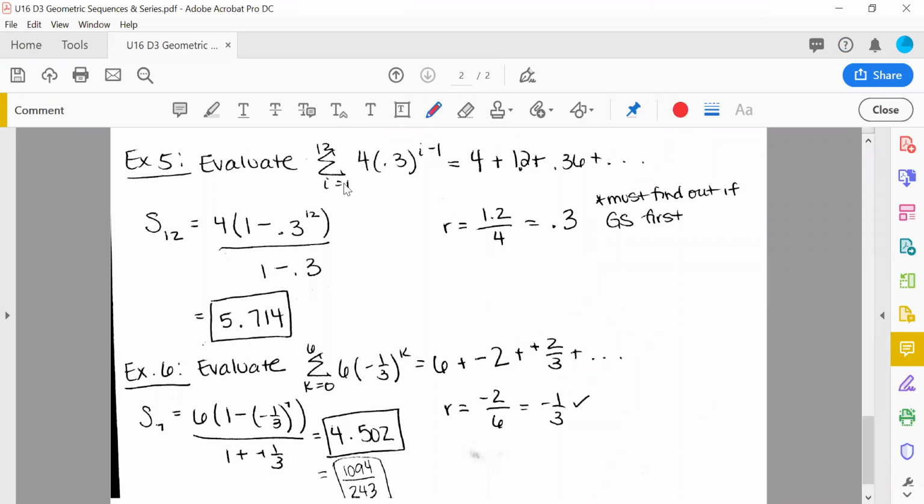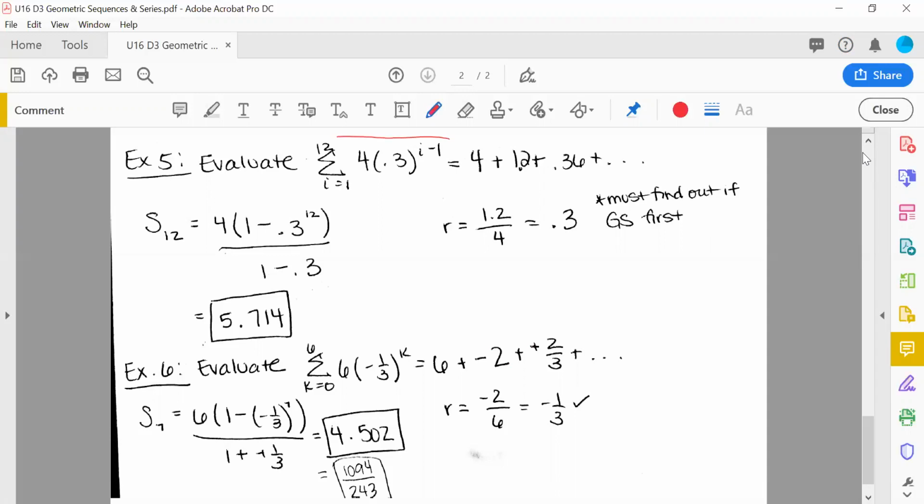Evaluate the sum as i goes from 1 to 12 of 4 times 0.3 to the i minus 1 power. How do you know whether a sum formula is arithmetic or geometric? Here's the answer. If there are no exponents, it's arithmetic. If you see an exponent and the exponent has a variable, it's geometric. If you see an exponent but it's numerical, it's actually neither. So in order to be geometric, your variable has to be up in the exponent.